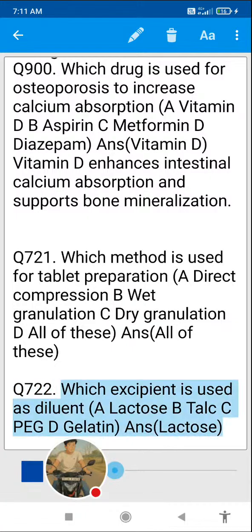Q722. Which excipient is used as diluent? A. Lactose. B. Talc. C. PEG. D. Gelatin. Ans. Lactose.